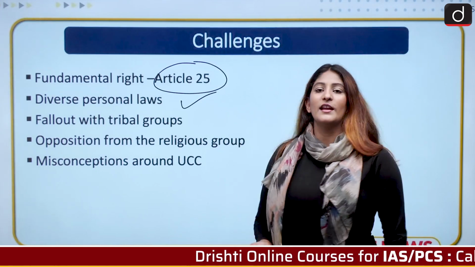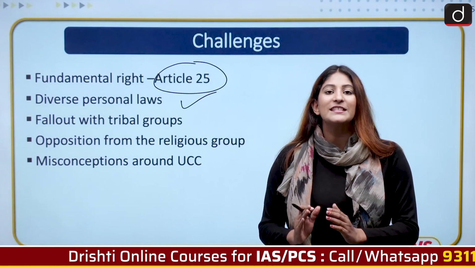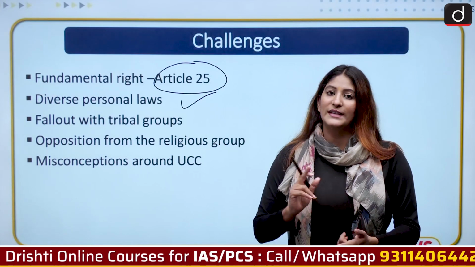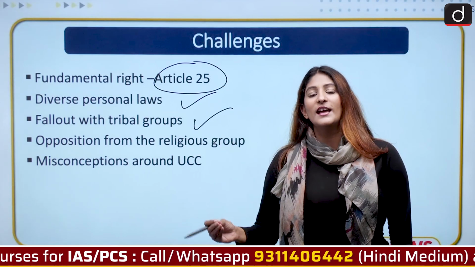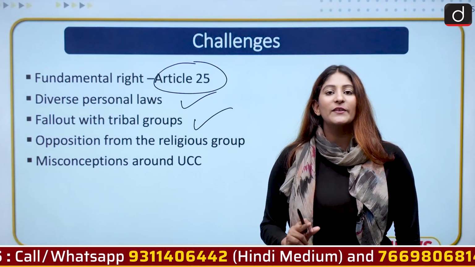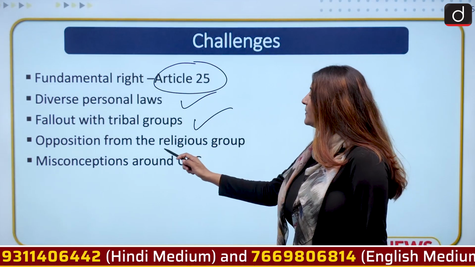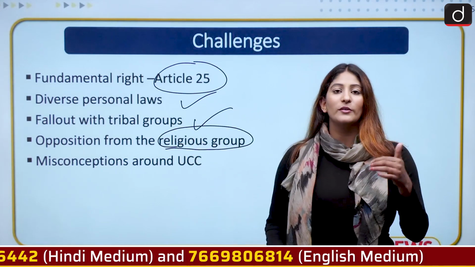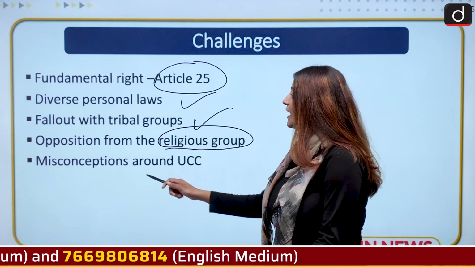Diverse personal laws are there. So in order to ensure that no religion feels threatened with respect to the Uniform Civil Code, that should also be ensured. Fallout with the tribal groups can happen because other than religion, custom also dictates many civil laws, specifically when we have a huge tribal population in Northeast India. And then opposition is coming from the religious groups because many are feeling that it is a threat to their religion. Awareness should be included in that.